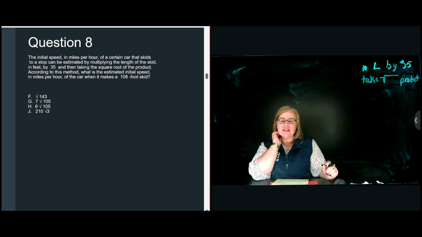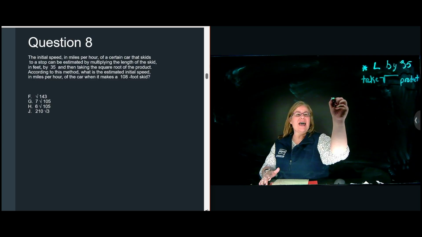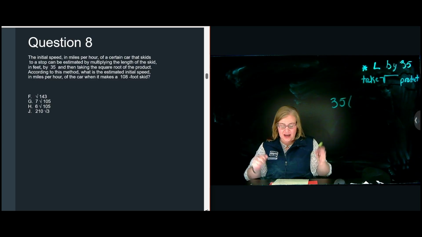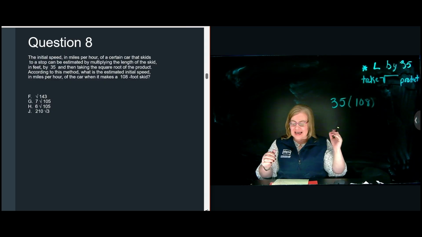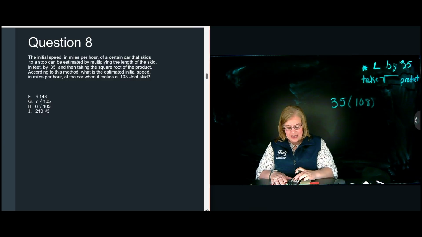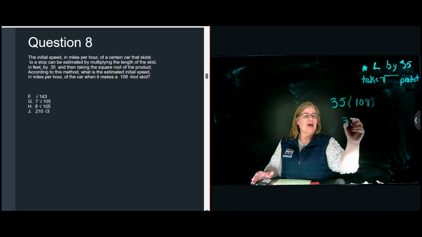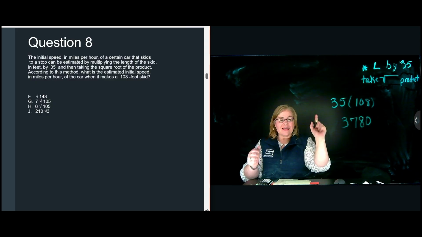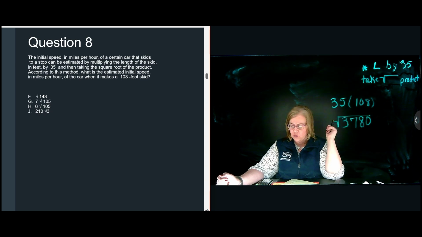So the first thing I need to look at is what? Exactly right. I'm going to take 35 and I'm going to multiply it by the length of that skid. What is the length of that skid? 108. So this is a simple calculator skill. I'm going to plug it into my calculator and take 35 times 108, and I'm going to get 3,780. Then it tells me to take that product and take the square root.